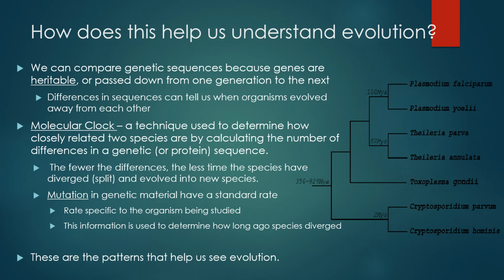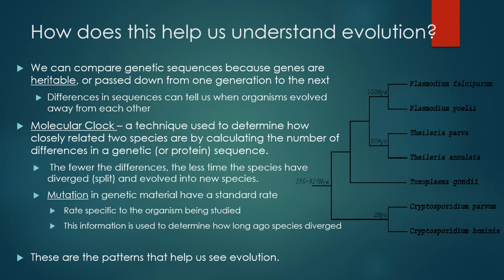What scientists actually have to consider is the specific organism that they're studying when they are determining the molecular clock. And the reason is because they need to count or understand when mutations are happening in genetic material. Mutations are the driving force behind evolution. So a mutation in genetic material must have a standard rate when comparing from one organism to the next. Rates specific to the organisms are the area of study.